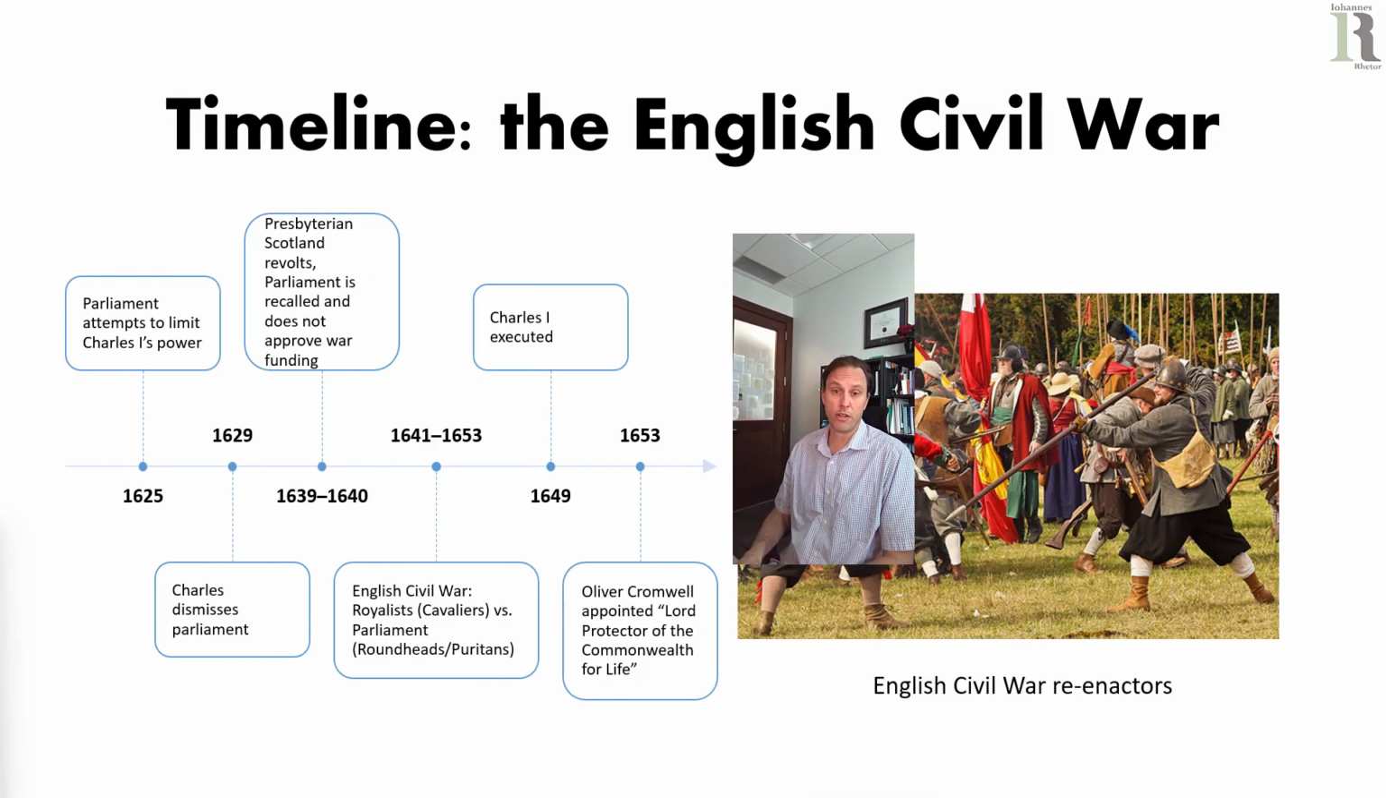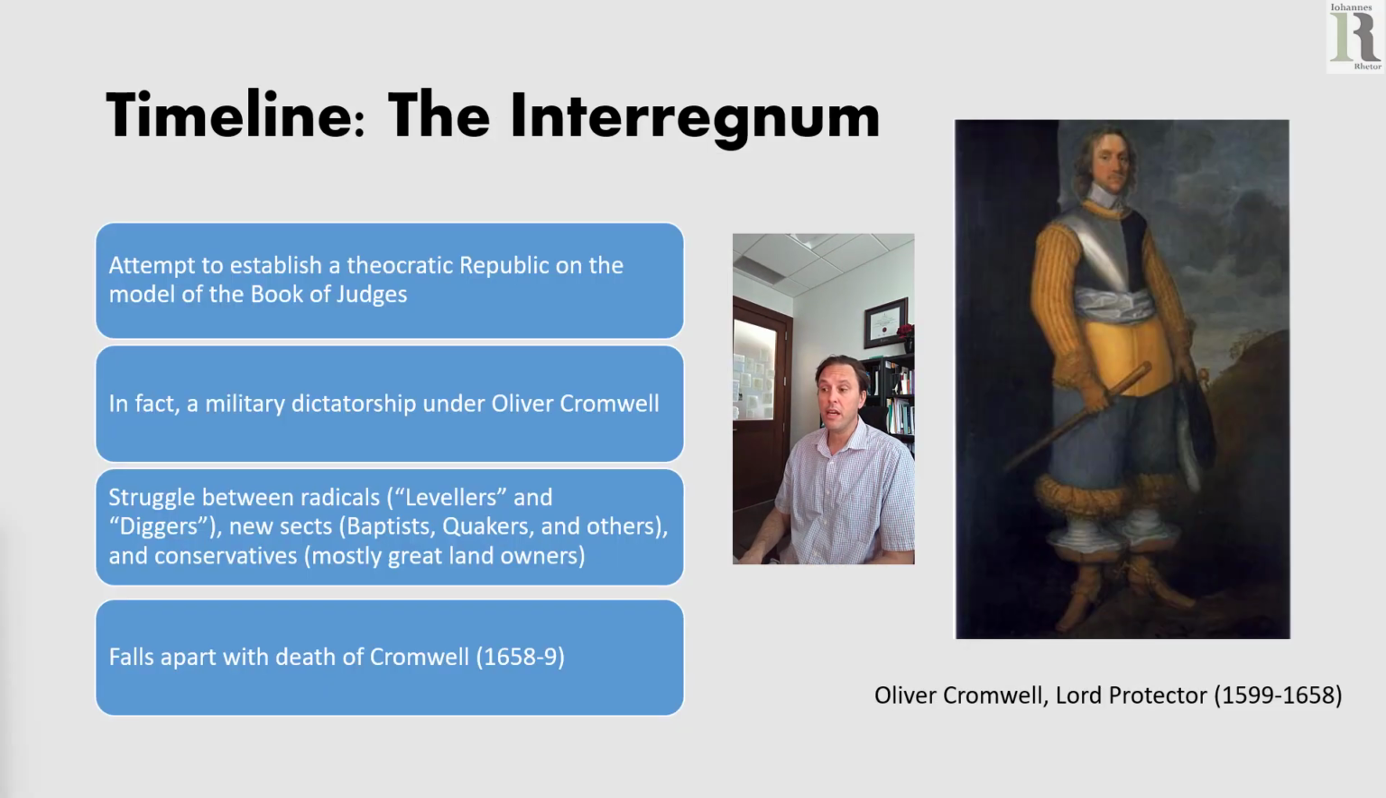Despite their rejection of a king, his son was then appointed the Lord Protector for life, but he was really mid, as the kids say, and didn't last very long, and everyone was like, you know what, let's have the king back. So they attempted to establish a theocratic republic on the model of the Book of Judges. It was in fact a military dictatorship under Oliver Cromwell.